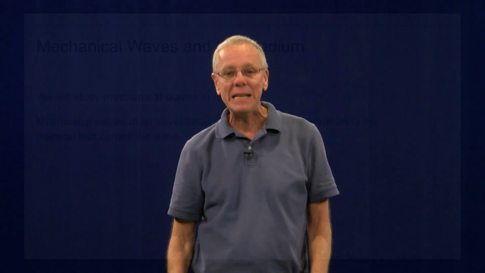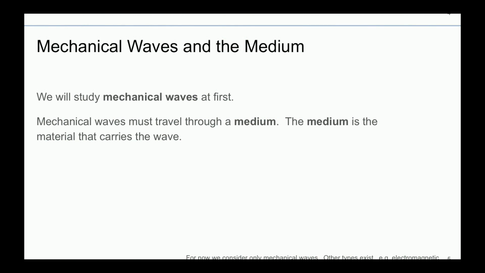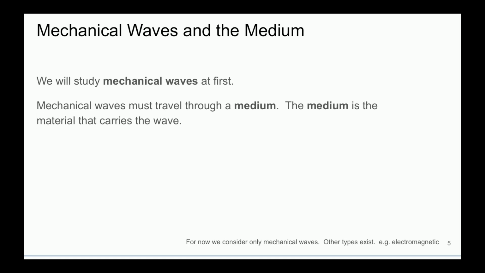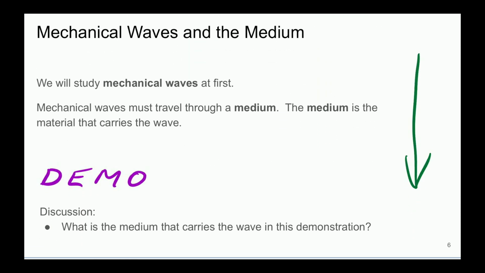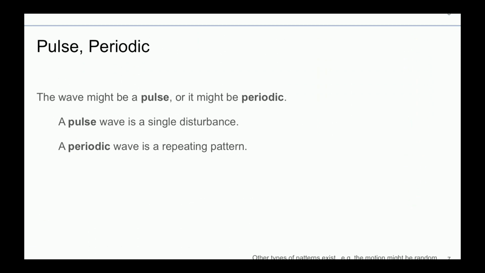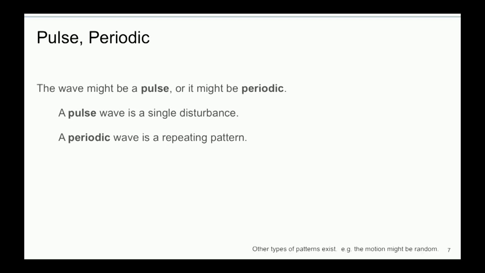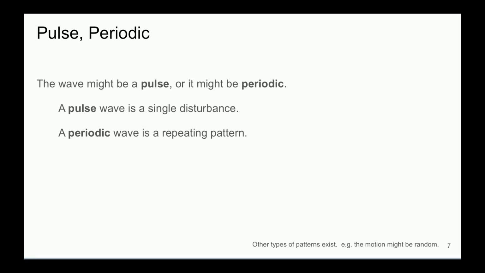Remember that the medium is the material that the wave travels through. So these are mechanical waves. By the way, there are other kinds. We won't talk about them here in this presentation. Mechanical waves require a medium, and it's just the material that carries the wave. In this case, it was the rope, and that's probably all we really need to even think about for the rope right now. I did send a pulse.